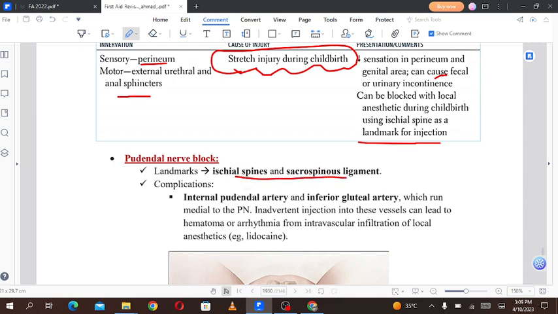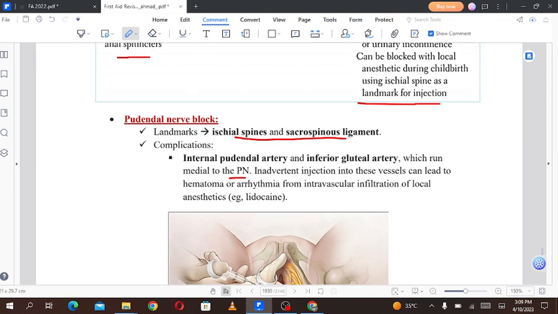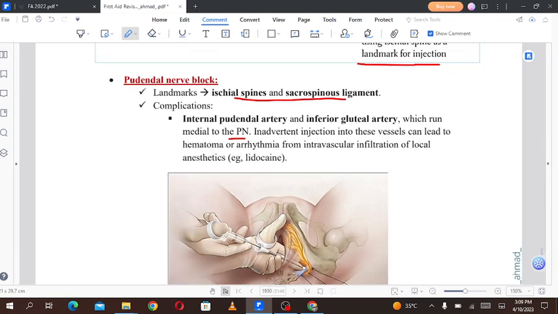Complications: the internal pudendal artery and the inferior gluteal artery run medial to the pudendal nerve. Inadvertent injection into these vessels can lead to hematoma or arrhythmia from intravascular infiltration of the local anesthetic.